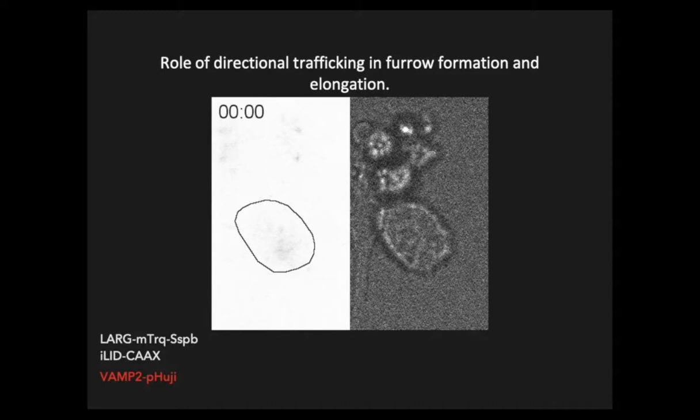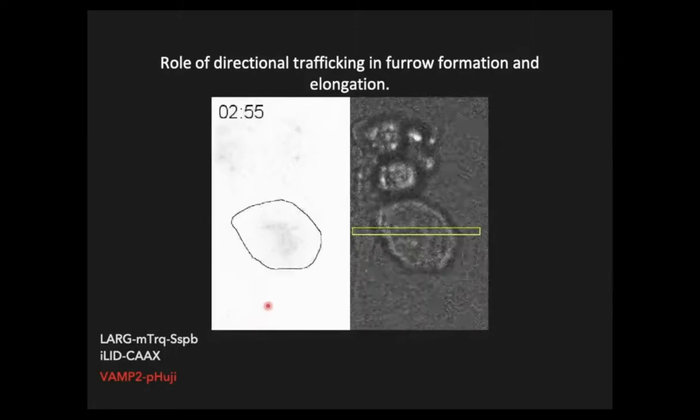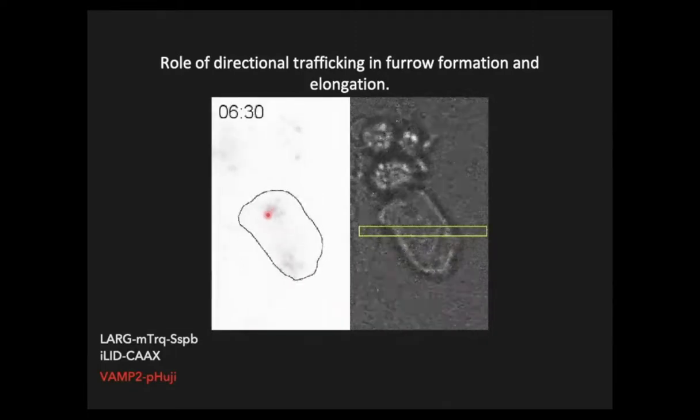VAMP2 is fused to a pH-sensitive protein, which is less bright in endosomes, in acid pHs, and it is brighter when it's in the membrane, pH 7. And you will see in the movie, in the left channel, the black line represents the outline of the cell, and you will see VAMP2, and after furrow formation we can see how some dark spots appear in the front of the cell.